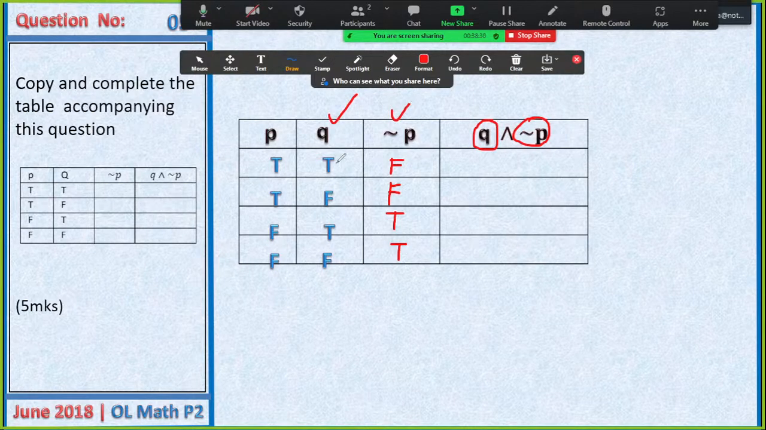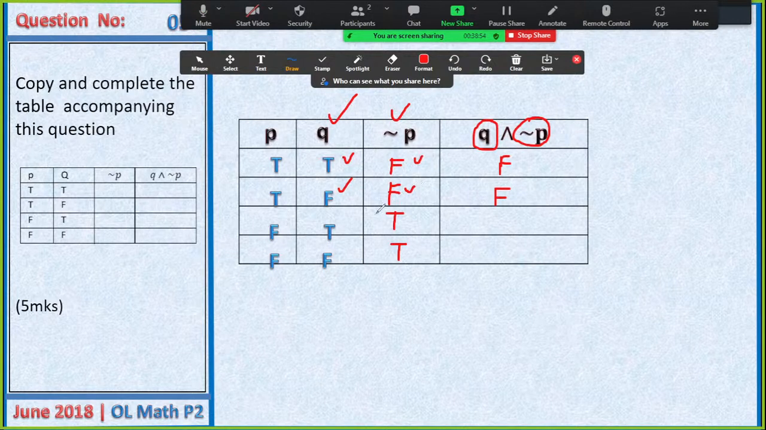So in this first case, Q is true, and the negation of P is false. So what will be the answer here? False, right? Yes, this one will be false, because one is false. This one is only true when both are true. This second one will still be false, right? Yes, this second will still be false because here it is false and here it is false.